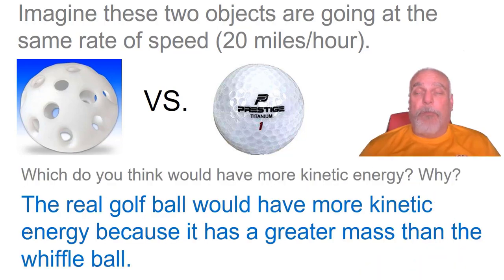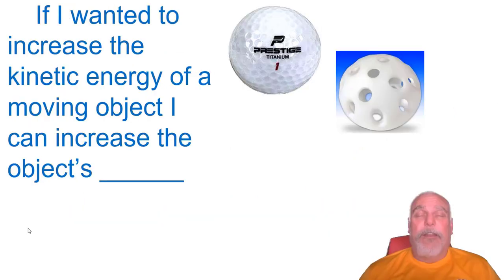Well, if you said the real golf ball would have more kinetic energy, you'd be right. The real golf ball has more kinetic energy because it has a greater mass than the wiffle ball. So for variable number 2, if I wanted to increase the kinetic energy of a moving object, I can increase the object's, that's right, mass.